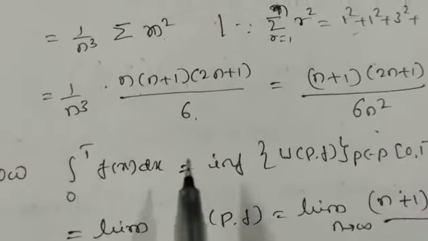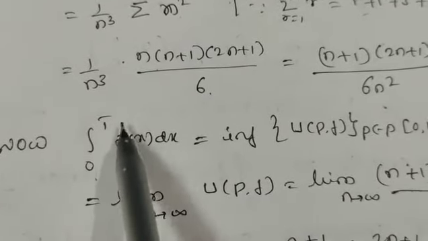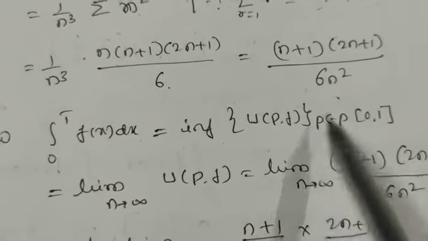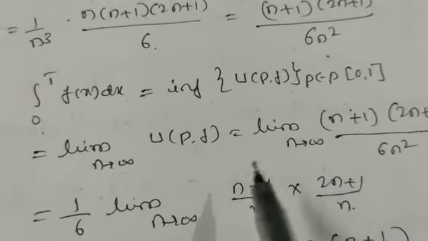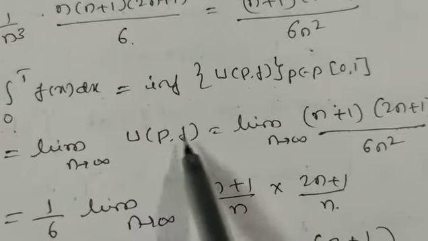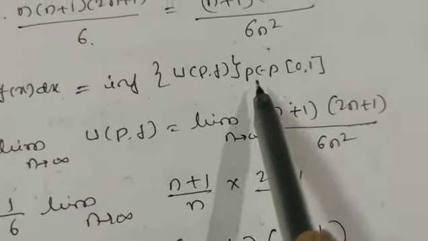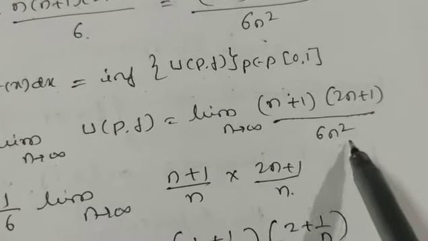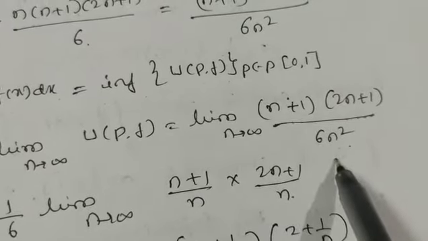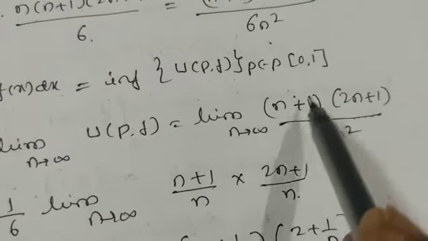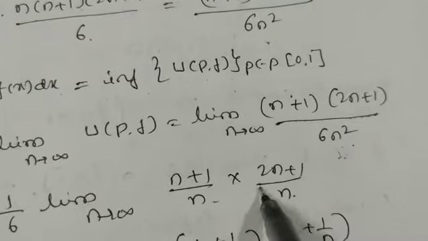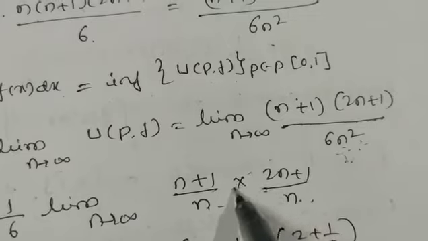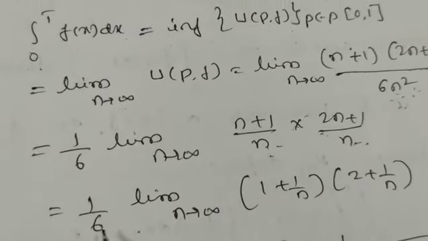Now the upper Riemann integral from 0 to 1 of f(x) dx is equal to the infimum of U(P, f). This we know from the definition of the upper Riemann integral. So it is equal to the limit as n tends to infinity of U(P, f), which is the limit as n tends to infinity of (n+1)(2n+1)/(6n²). If you substitute the limit directly, it becomes infinity over infinity, an indeterminate form. For that you separate the terms: (n+1)/n into (2n+1)/n, because we have n² in the denominator, and take 1/6 outside.